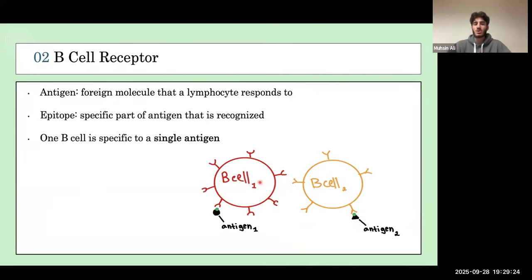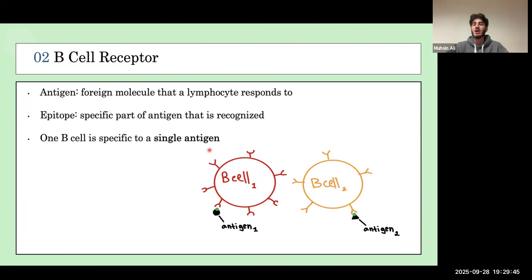Okay, so we said that we have B cells and T cells. Let's specifically talk about B cells now. Your B cells have a receptor. What this receptor is going to do is bind to an antigen. What is an antigen? An antigen is a foreign molecule that a lymphocyte, which are your B and T cells, is going to respond to.